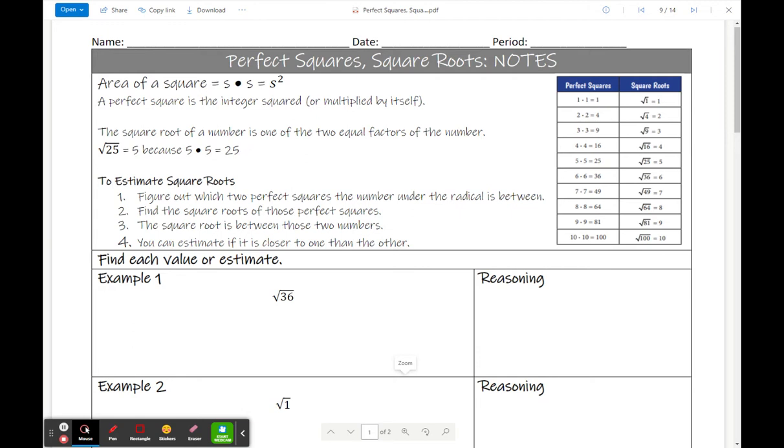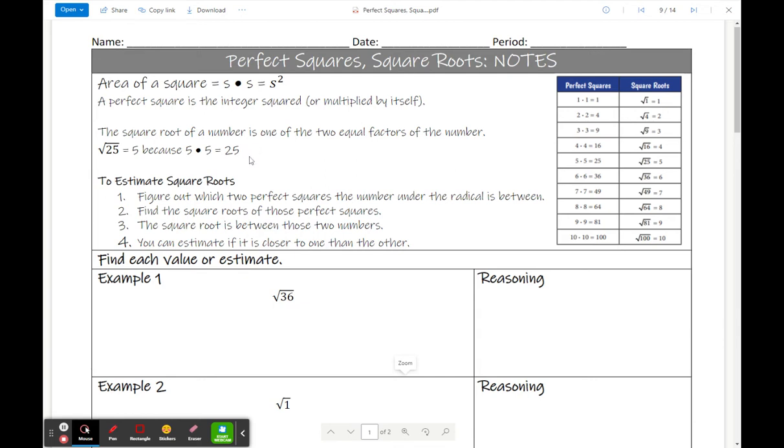So we know that a square is a shape, and a square has the special qualification that all the sides are equal. So when we're thinking about the area of a square, it is the side times the side, or side squared. So a perfect square, truly every square is perfect, but a perfect square integer is the integer squared, or multiplied by itself. 5 times 5 would be 25. 25 is considered a perfect square because it is 5 times itself. So 25 would be a perfect square.